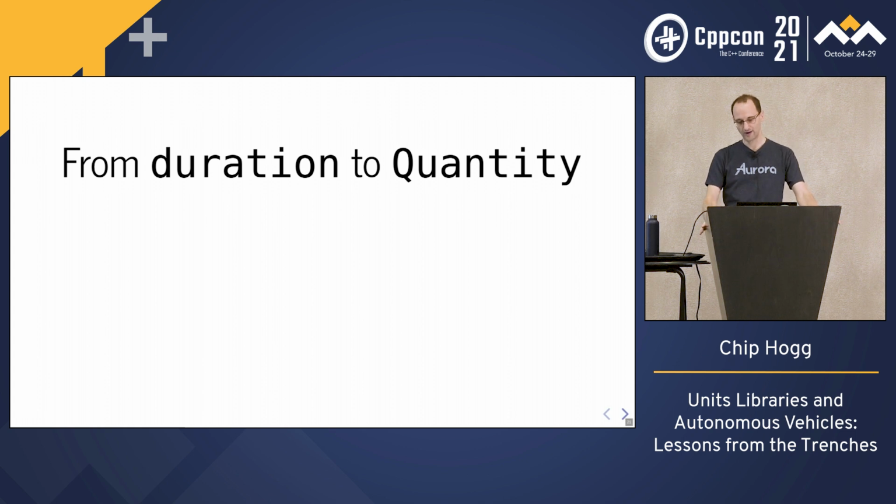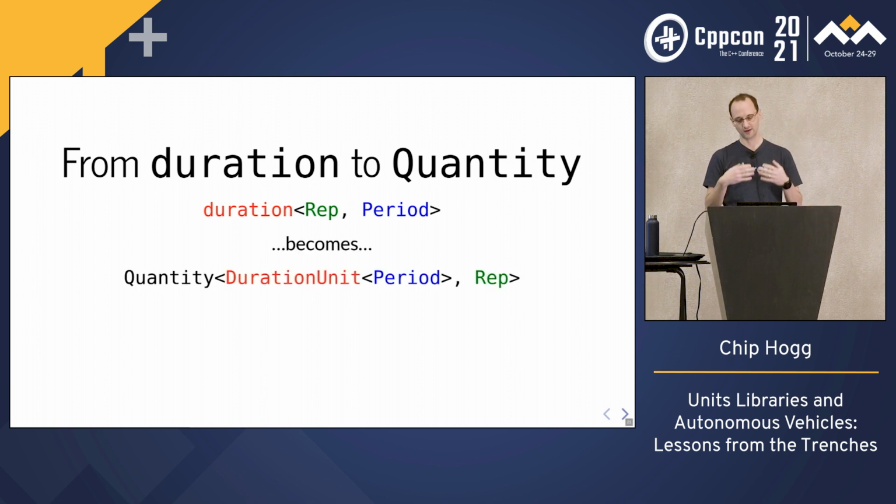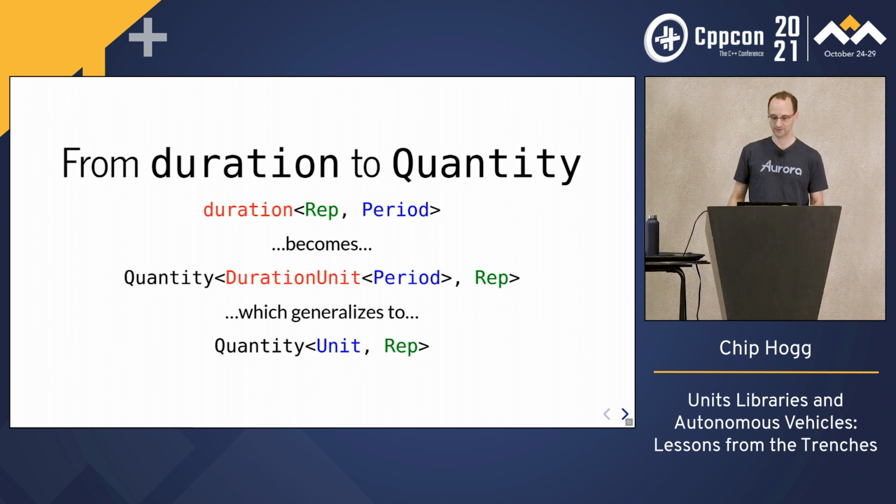Now, we already have a very familiar example of a kind of quantity type. It's chrono duration. Here's the correspondence. A duration is templated on a rep, which is the underlying numeric type, and a period, which indicates the duration unit. So what this would look like as a quantity is quantity of the duration unit with this period and the rep. So what we're doing here is just making it explicit that our unit of measure has the time dimension. And now it becomes quite clear. With a general quantity, we could just put any unit in that slot.